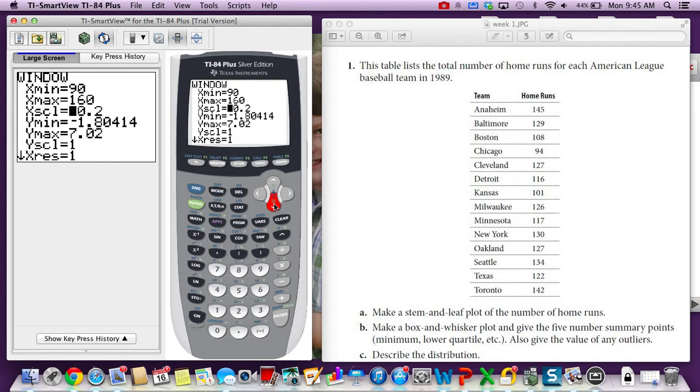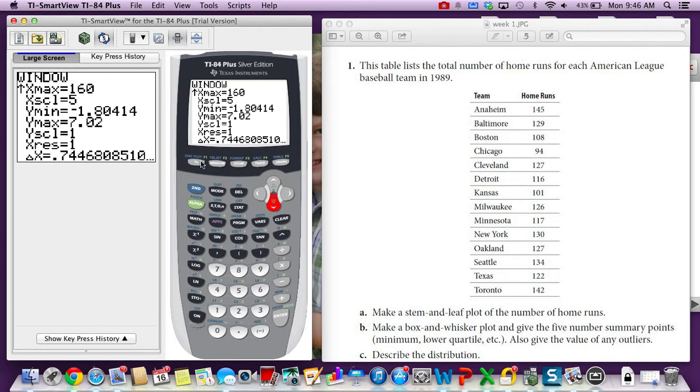And now this is the big question, though, is your x scale. What do you want your x to count by? So as I'm thinking about my x scale and what I want it to count by, I think that tens might be good. But thinking about that these numbers really only go from 94 to 145, tens may not show me enough. So I'm going to change my x scale to 5.